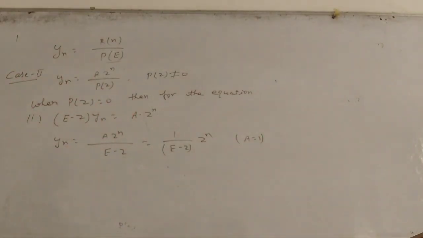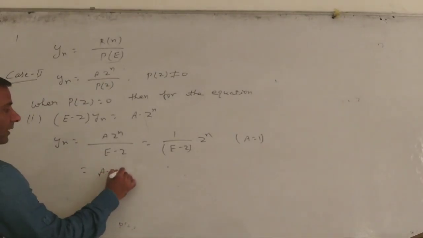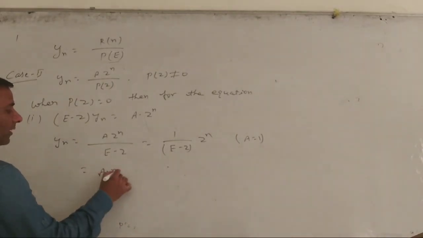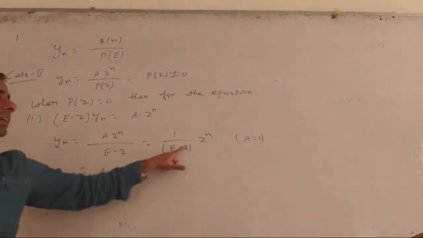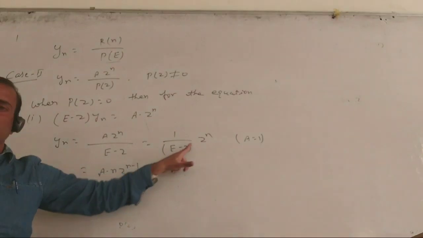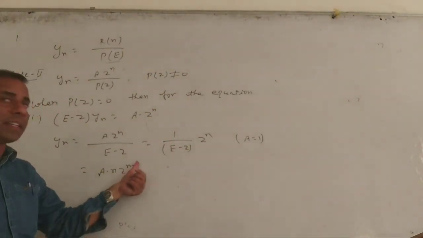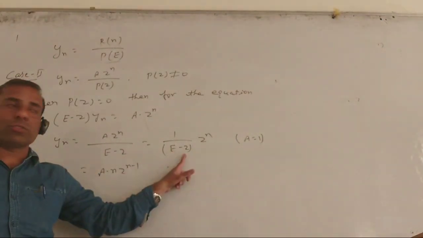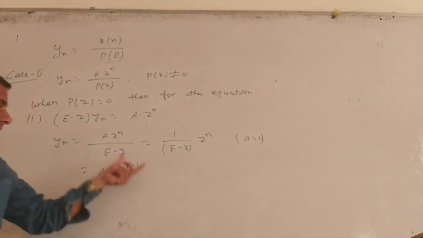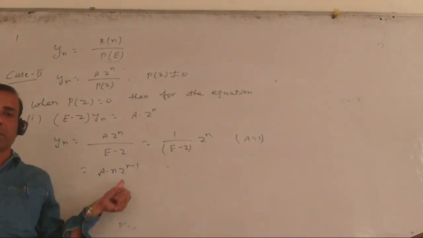So its solution will be a into n into z^(n minus 1), because here z is a constant that we have already defined. So it becomes a into n into z^(n minus 1). Suppose we have the equation 1 upon (E minus 2) into 2^n, then in that case it becomes a into n into 2^(n minus 1).